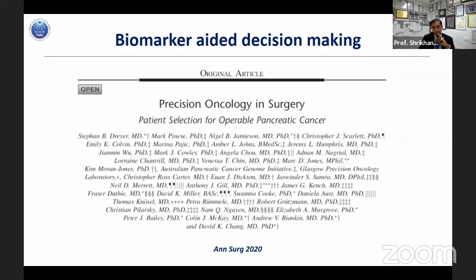I also want to add beyond anatomy, biochemistry, and patient's condition, as I come towards the end of this talk now, is the role of precision oncology in surgery.